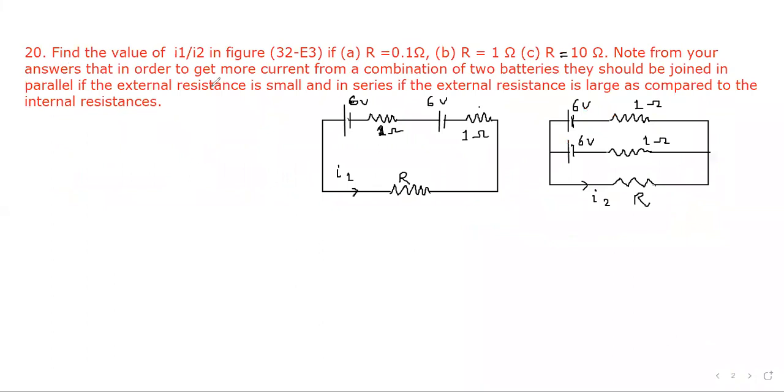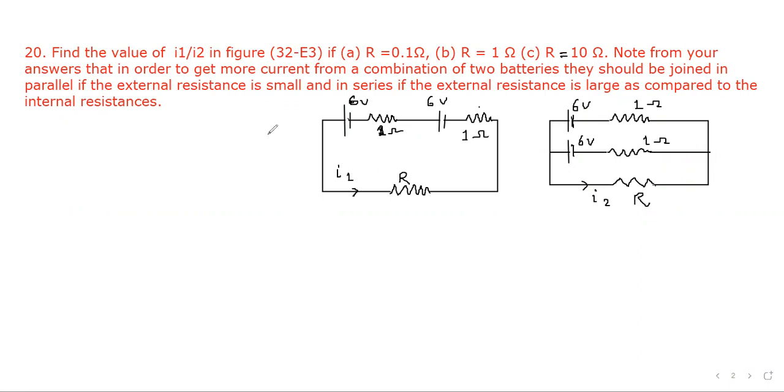Question number 20. Find the value of I1 to I2 in figure 32E3 if part A, R equal to 0.1 ohm, part B, R equal to 1 ohm, and part C, R equal to 10 ohm. Note from your answers that in order to get more current from a combination of two batteries, they should be joined in parallel if the external resistance is small, and in series if the external resistance is large as compared to the internal resistances.